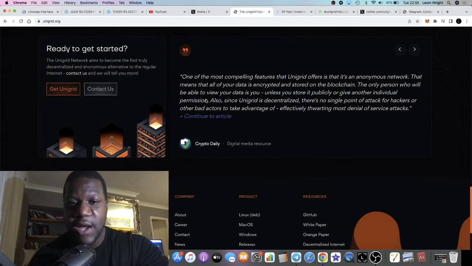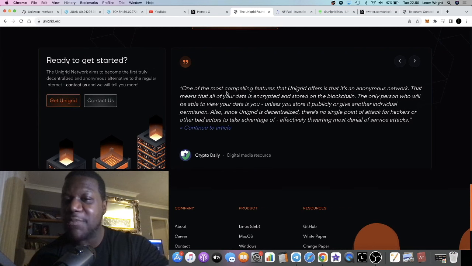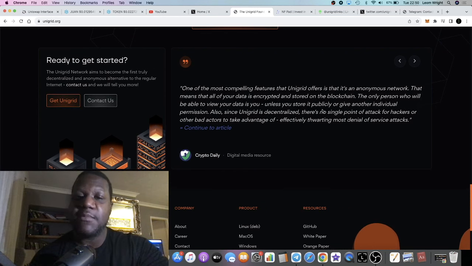Okay, so we'll just read this statement. One of the most compelling features that Unigrid offers is that it's an anonymous network. That means that all of your data is encrypted and stored on a blockchain.